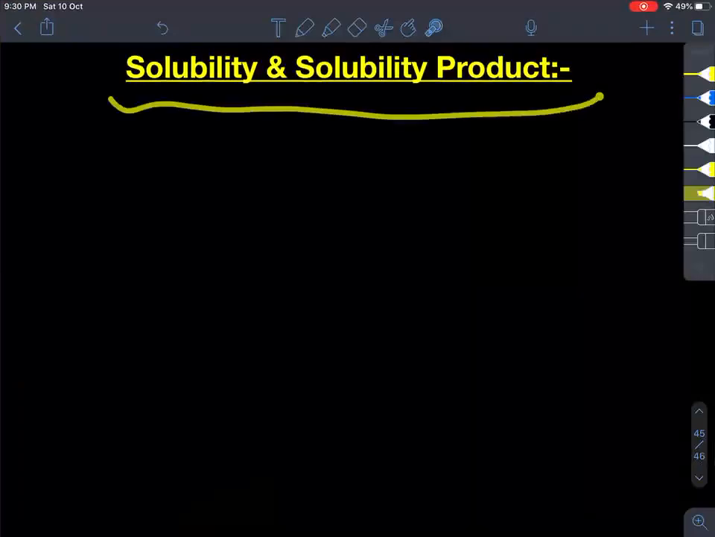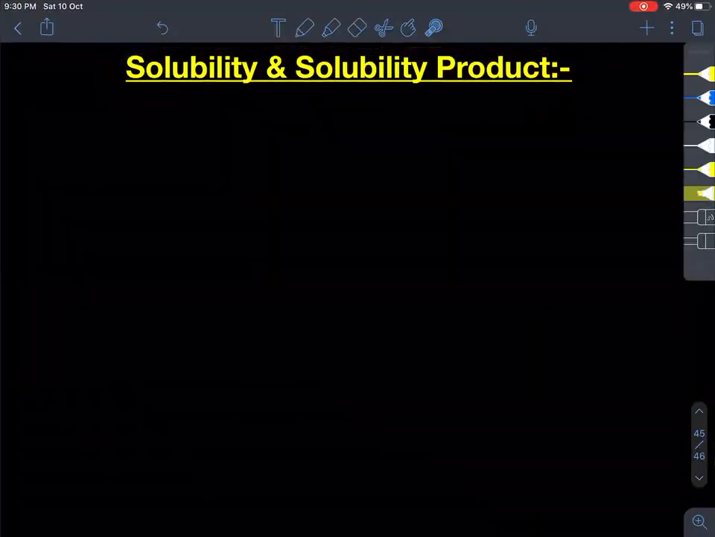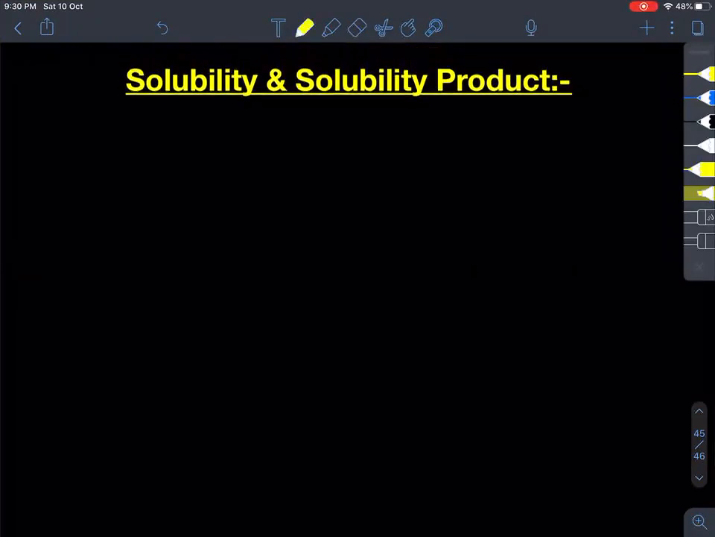Right, so in this video we will discuss solubility and solubility product. Solubility is mainly denoted by S. There are many ways of representing solubility: you may represent it in mole per liter, gram per liter, and many other units. Here my consideration will be in mole per liter, so be specific about the unit, right? And solubility product is KSP. Now let us see what it actually means.